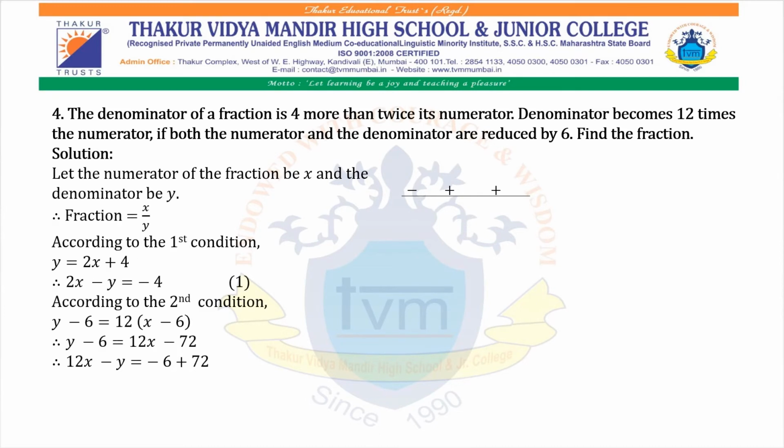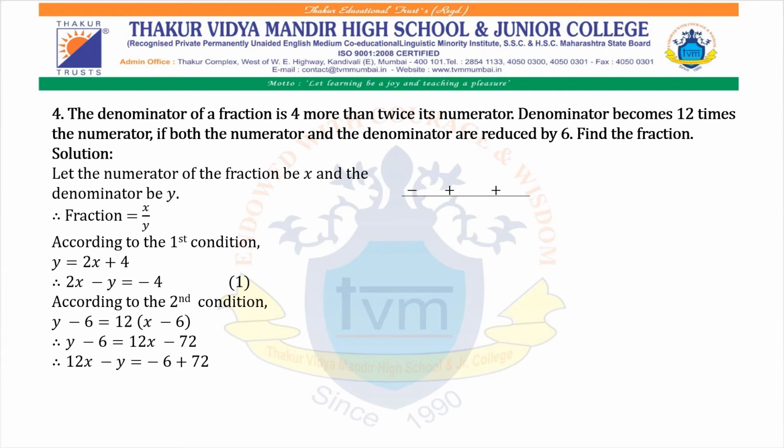See question number 4. The denominator of a fraction is 4 more than twice its numerator. Denominator becomes 12 times the numerator if both the numerator and denominator are reduced by 6. Find the fraction. Let's see the solution. Let the numerator of the fraction be x and the denominator be y. Therefore, the fraction is x upon y. Now, according to the first condition, y is equal to 2x plus 4. Therefore, 2x minus y is equal to minus 4.